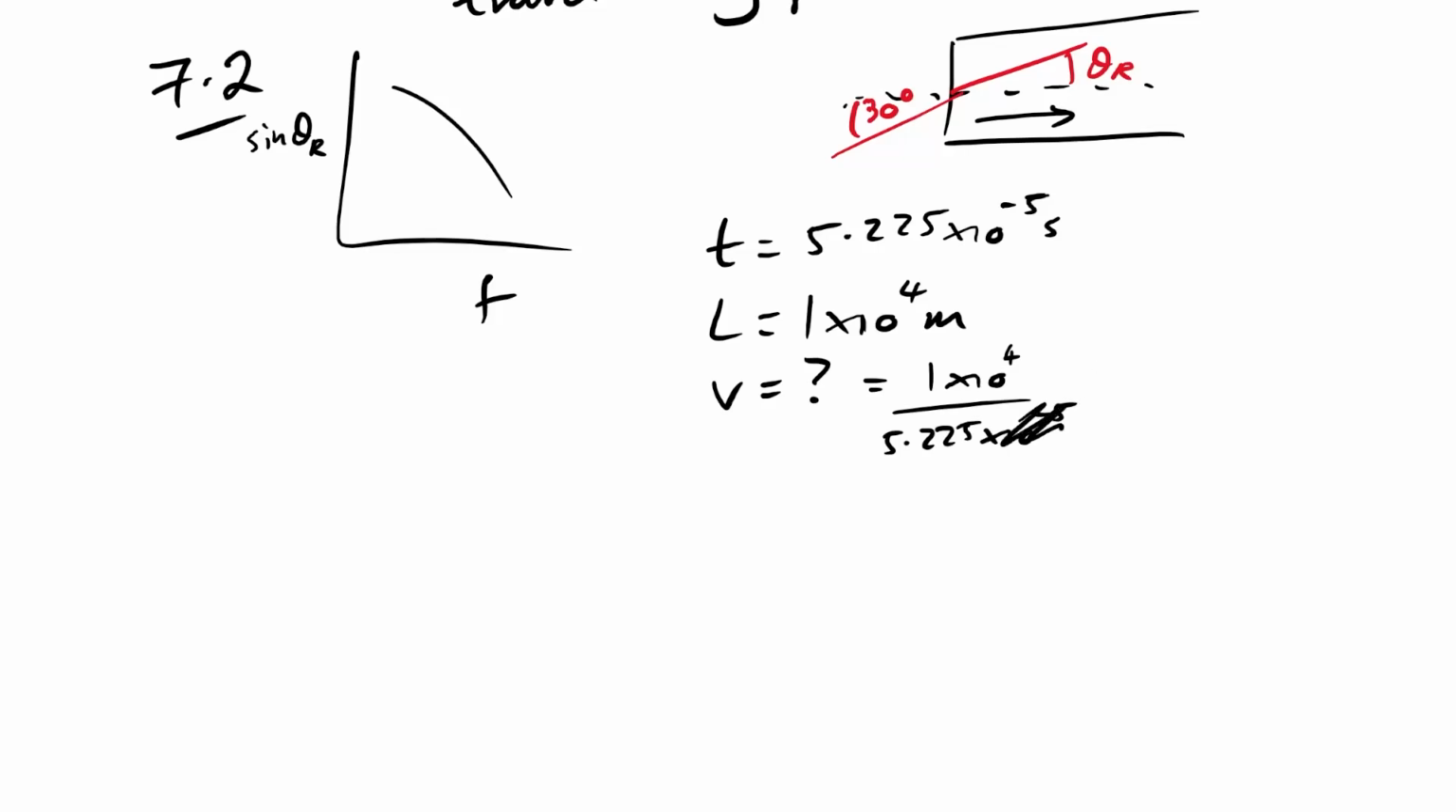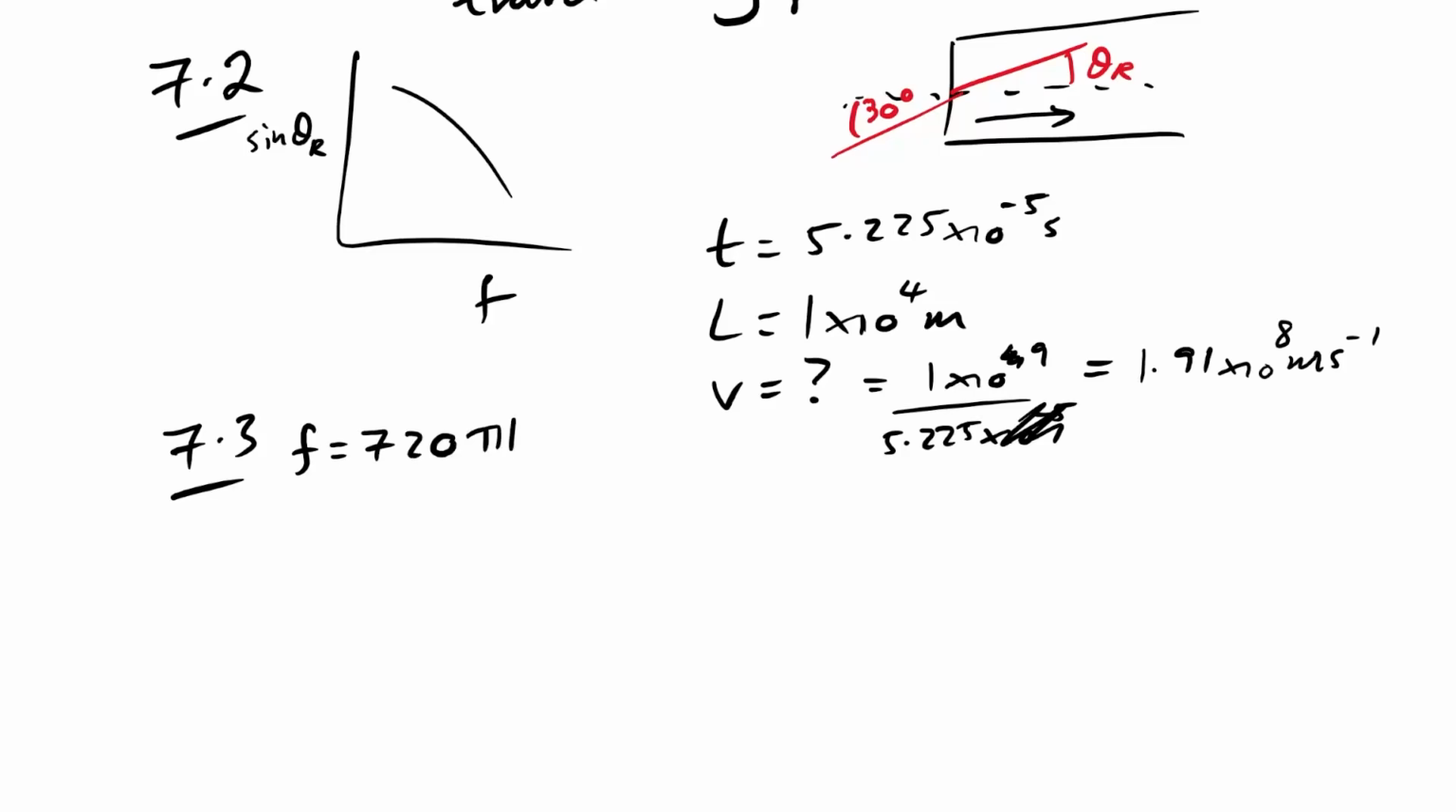We tidy up some powers of 10. This ends up being 1 times 10 to the 9 divided by 5.225. And sure enough, that gives me 1.91 times 10 to the 8 meters per second, slower than 3 times 10 to the 8, which is what we want.